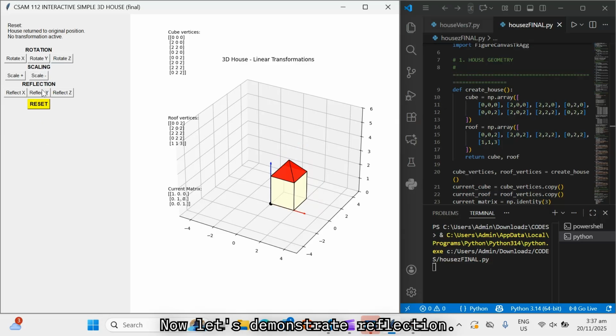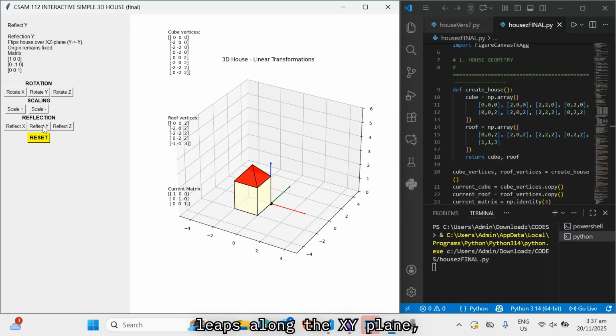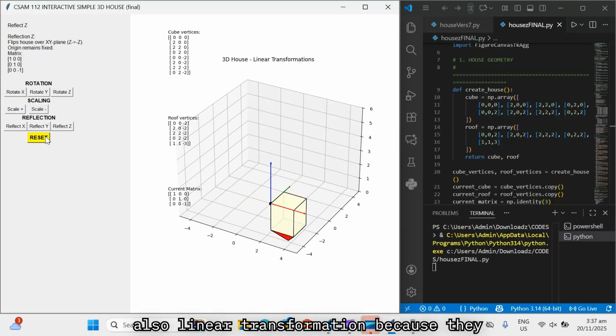Now, let's demonstrate reflection. Clicking Reflect X flips the house over the YZ plane. The matrix is this: X coordinates are inverted, Y and Z remain unchanged. The origin is preserved and lines remain straight. Similarly, reflecting over the y-axis flips along the XZ plane, and reflecting over the z-axis flips along the x and y planes. Reflections are also linear transformations because they preserve straight lines, planes, parallelism, and the origin.